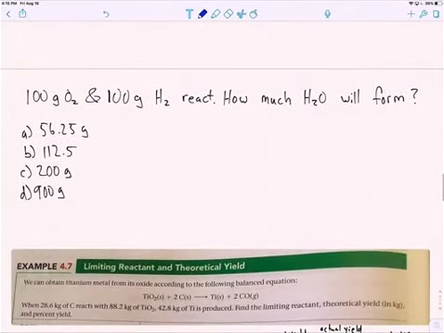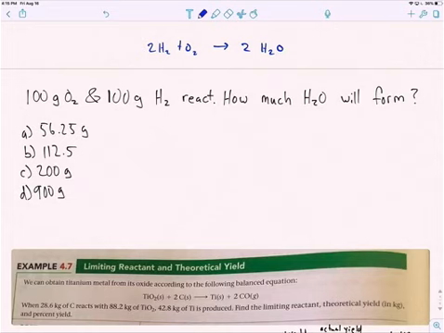So this is your turn. 100 grams of oxygen, 100 grams of hydrogen react. How much water will form? And the balanced chemical equation for this is 2 hydrogens plus oxygen yield 2 waters, like so. So pause it and try it out, see what happens.